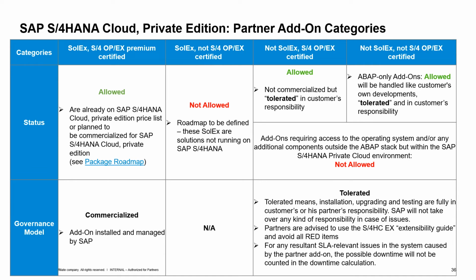So let's take a look at the categories across the top and look at the status. So for SolEx S/4HANA On-Prem and Extended Edition Premium Certified Solutions, they are allowed. So they're already on the price list, right? Or they're being planned to go on the price list or on the roadmap. They will be allowed. Okay?